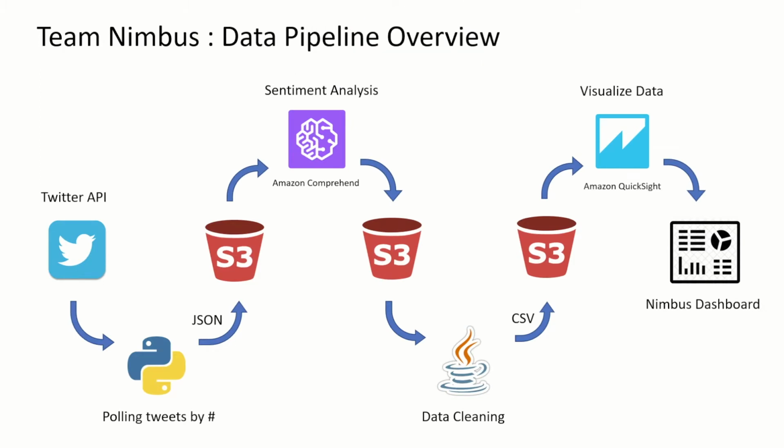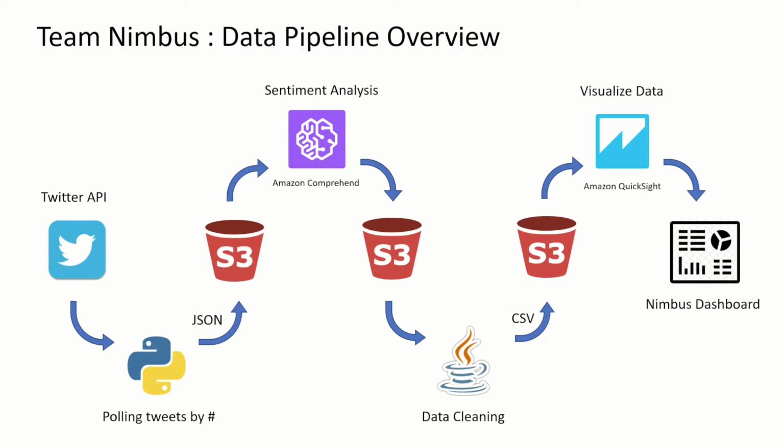This slide shows the technologies that we use to create the project and an overview of the data pipeline to the Nimbus dashboard. Initially, we used a Python script to poll tweets for particular hashtags from the Twitter API. We used multi-threading to poll multiple hashtags and store it in a JSON format in an Amazon S3 bucket. After that, we used Amazon Comprehend to perform a sentimental analysis on the polled tweets JSON file. The output of Amazon Comprehend is stored in another bucket in Amazon S3.